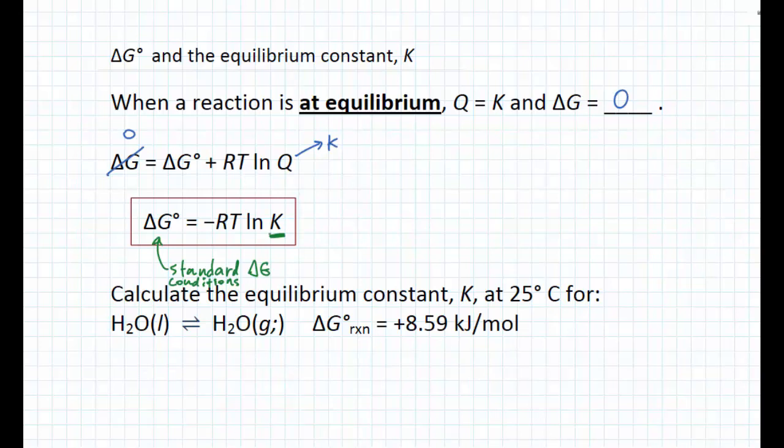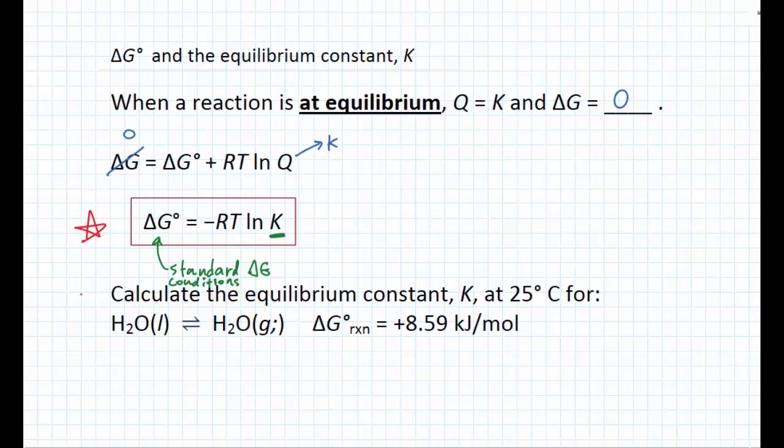But once we reach equilibrium, we're not changing anymore. We don't have a delta G going forward. We're just standing still. So then the standard delta G can be related directly to the equilibrium constant. So this right here is the second important equation in this chapter. The first one being the definition of delta G by delta H minus T delta S. This one relating standard delta G with the equilibrium constant.